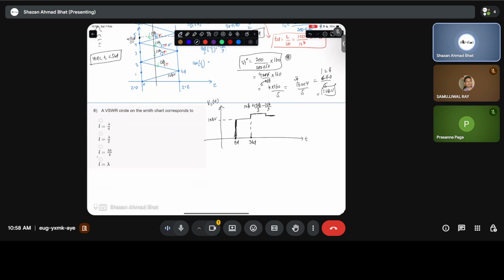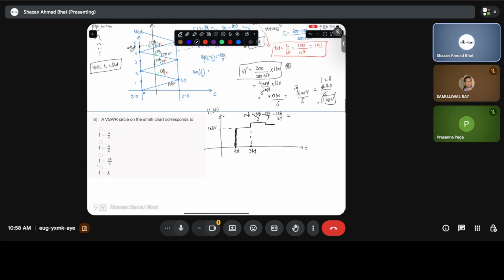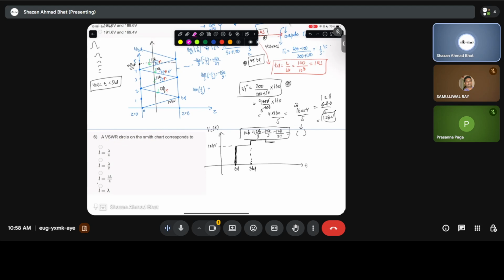And now again, it will be how much? It will be minus 128 divided by 27. So how much will it be? We need to compute it. 128 divided by 3. Whatever the value is, let's compute it later on. But this is the exact calculation that can be done to compute it at the load end. So it's 128 divided by 3.